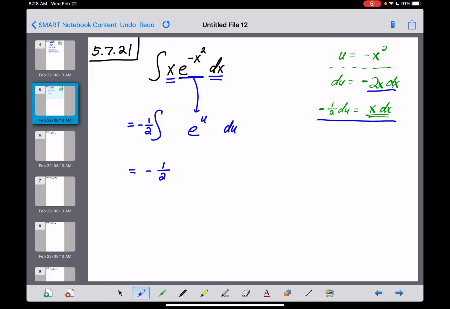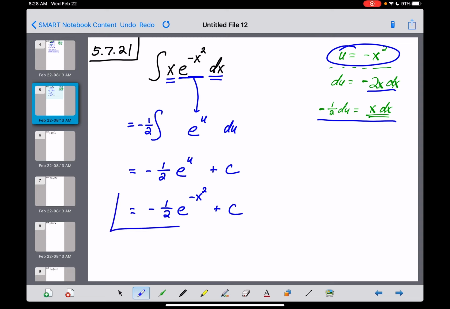So this will be negative 1/2 times, and the antiderivative of e to the u is just going to be e to the u. That was pretty simple. It's an indefinite integral, so there'll be a plus c at the end of all that, and now we just need to resubstitute back at the end right here, guys, to make this negative 1/2 e to the negative x squared power, and we'll put a plus c at the end of that and be done. That should be our answer right here.